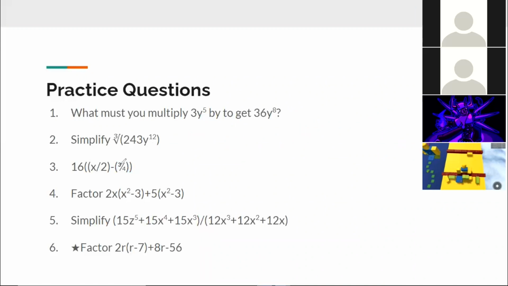As for the third one, you can use the distributive property. So it becomes 16 times x over 2, which is just 8x. And then minus 16 times 3/4, which is just 12. So it's 8x minus 12.